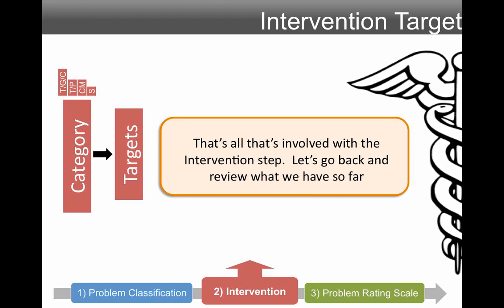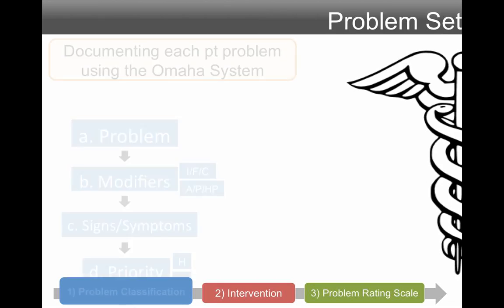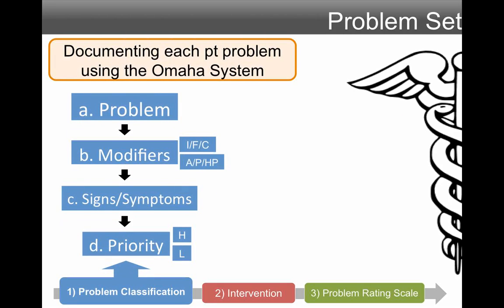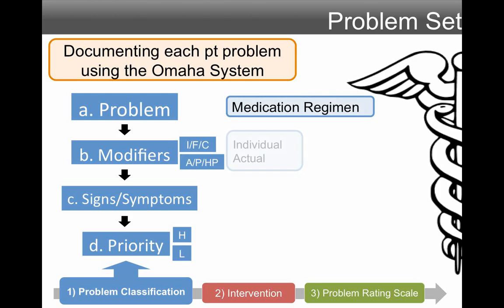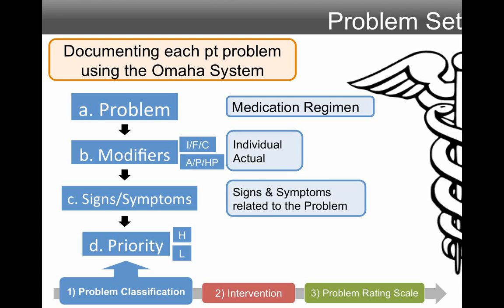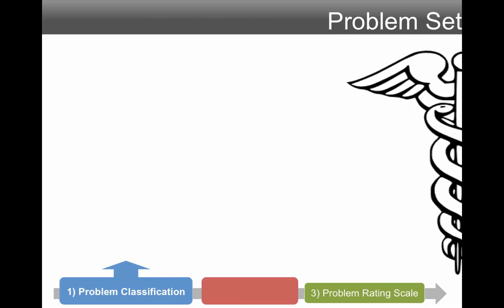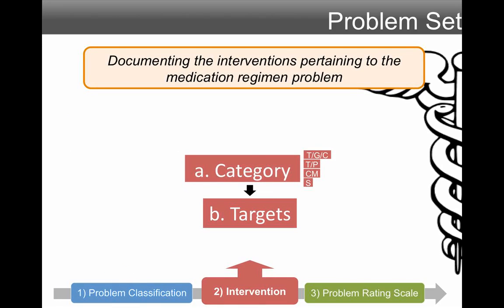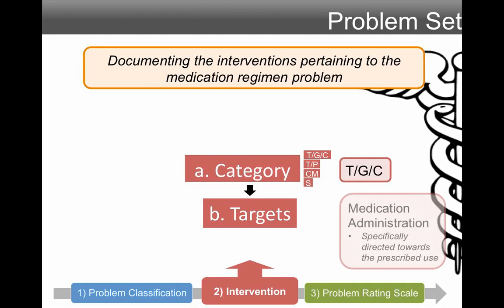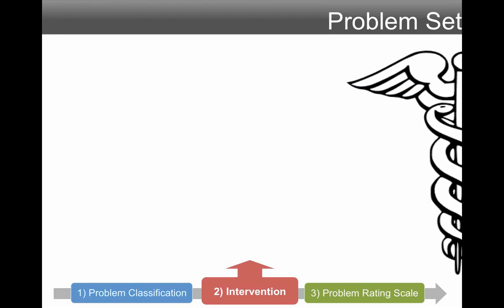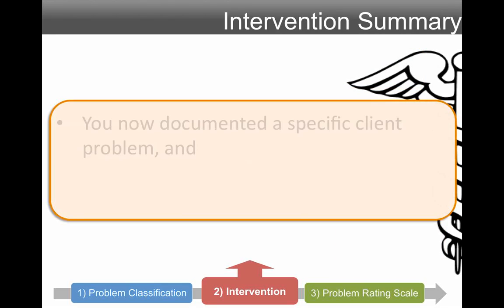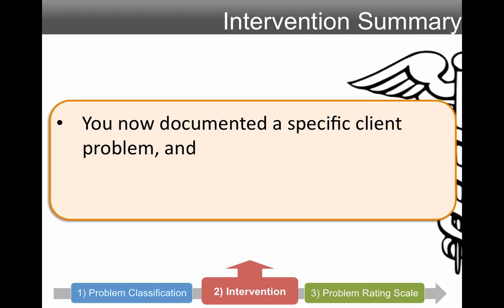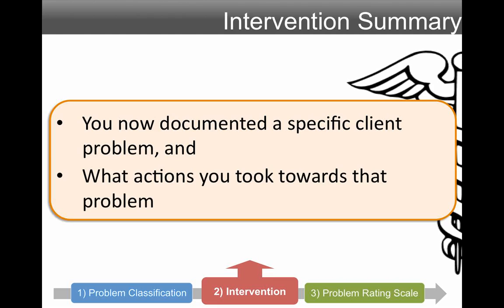So let's go back and review what we have so far. Documenting each patient problem using the Omaha system. Problems would be his medication regimen, modifier, individual and actual. Signs and symptoms are the ones that are related to the problem. The priority would be high. In interventions, our category would be teaching guidance counseling. Our target would be medication administration specifically directed towards the prescribed use. So now you documented a specific client event and what actions you took towards that problem.